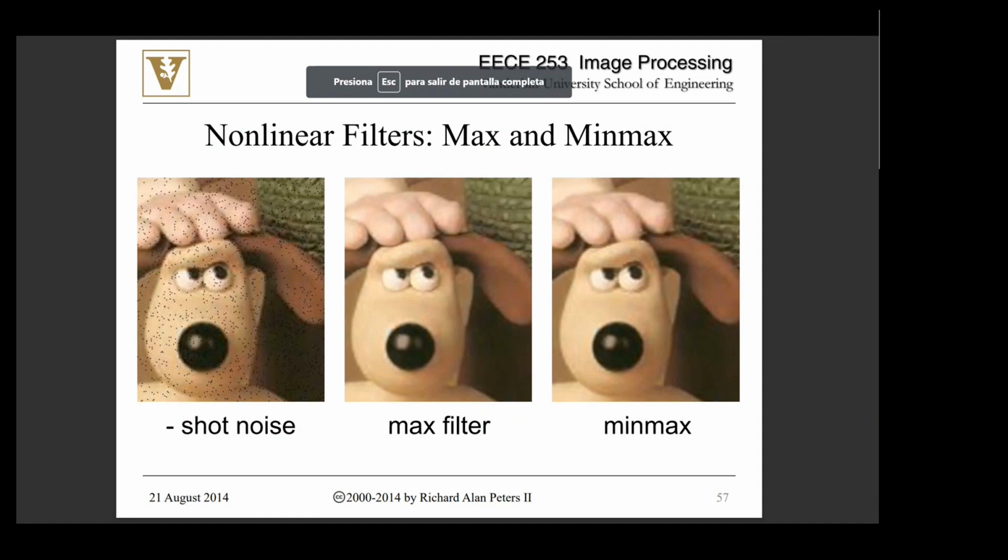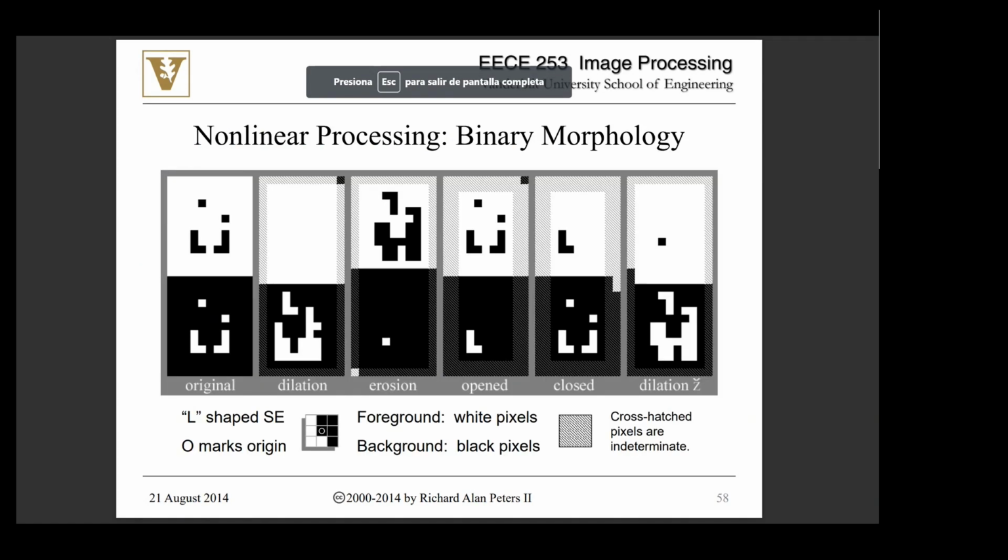All these will be called nonlinear filters. All the filters that we will apply in the Fourier domain are called linear filters, and linear filtering is associated to convolution. But we will also learn a few nonlinear filters. One of the most important nonlinear techniques is binary morphology.